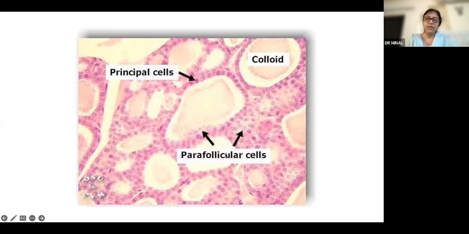And along with the follicular cells, we also know, as per the histology, that there are certain parafollicular cells. So basically, the gland has two types of cells, the follicular cells and the parafollicular cells. The follicular cells form the colloid, and inside the follicle is filled the colloid. So this is the basic histology.